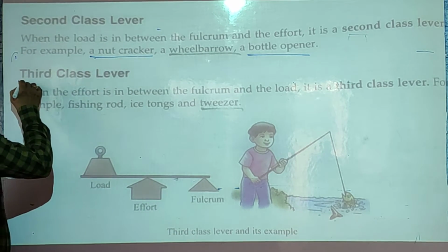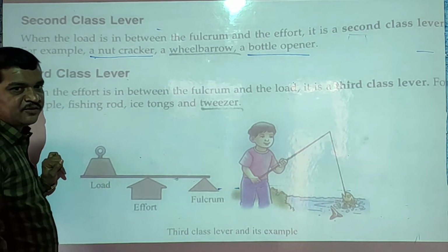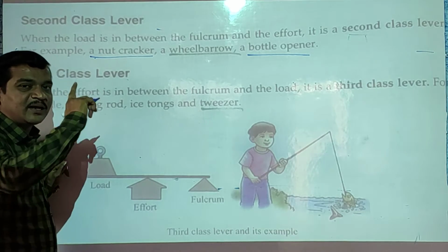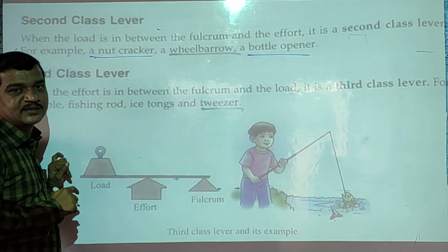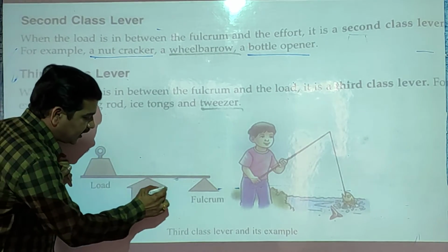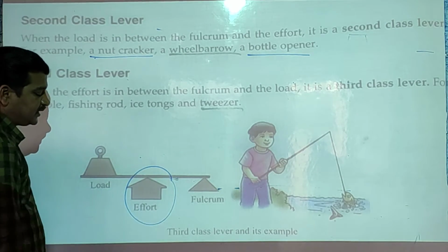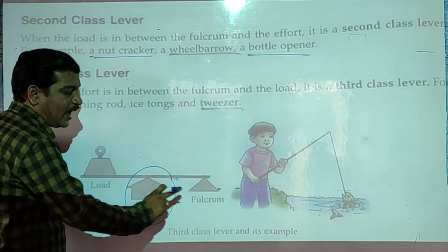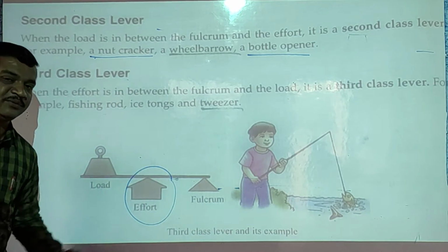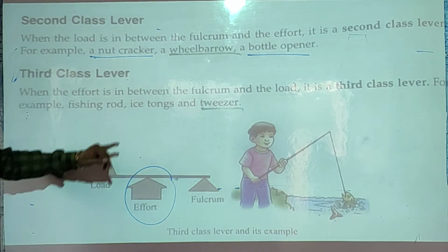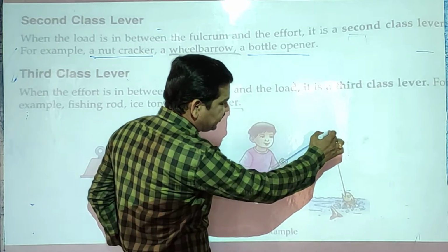Now next and last, third class lever. Now what is meant by third class lever? You see, in the first class lever, the fulcrum was at the center. In the second class lever, the load was at the center. And in the third class lever, effort is at the center, or the effort is present between the load and fulcrum. So this is called the third class lever. Examples are ice tongs and fishing rod. Can you see the fishing rod here?